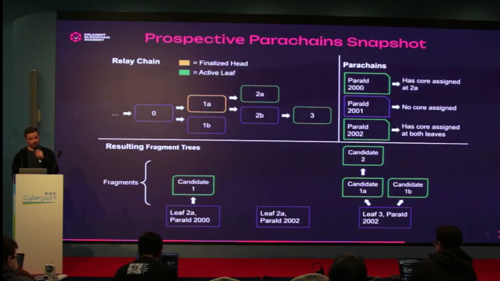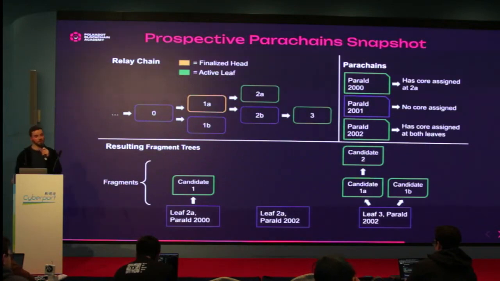So in this case, we have 3 parachains in our little example setup here. Their IDs are 2000, 2001, and 2002. Now, 2000 is only assigned an execution core at relay block 2A. 2001 has no cores assigned, so we won't see any fragment trees corresponding to it. And then 2002 has a core assigned to it at both leaves, both 2A and 3 on the relay chain. So this results in 3 different fragment trees, 1 for parachain 2000 and 2 for parachain 2002.